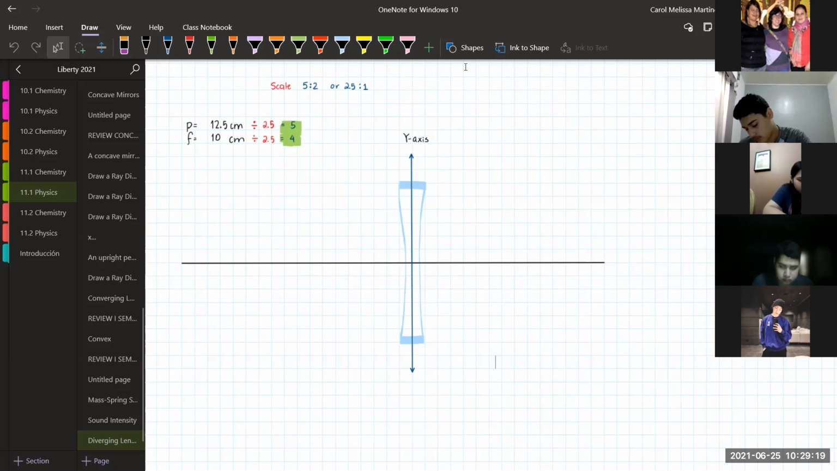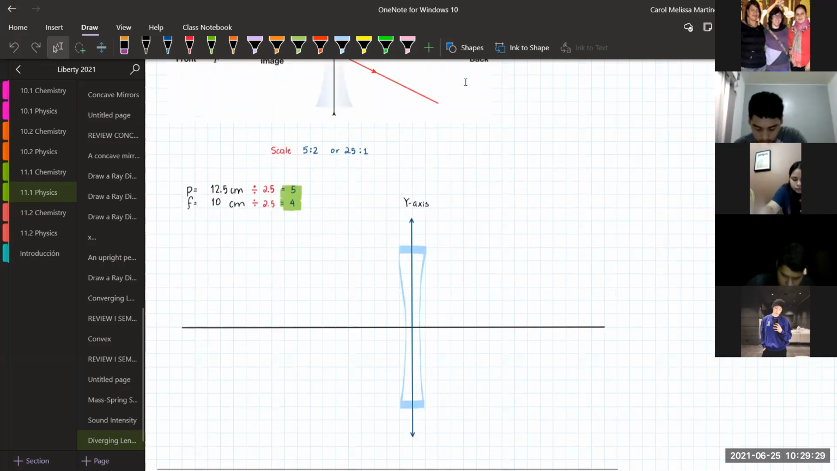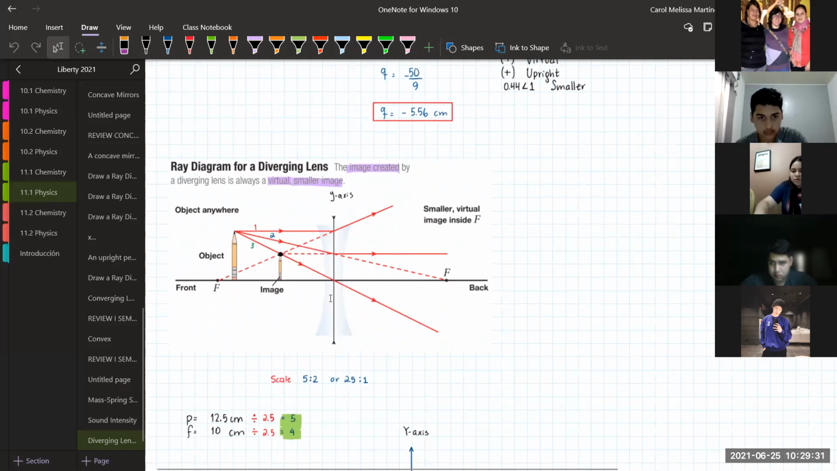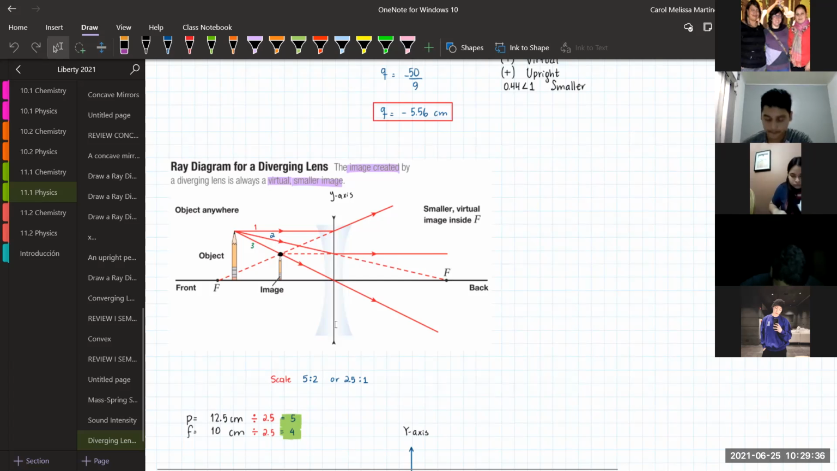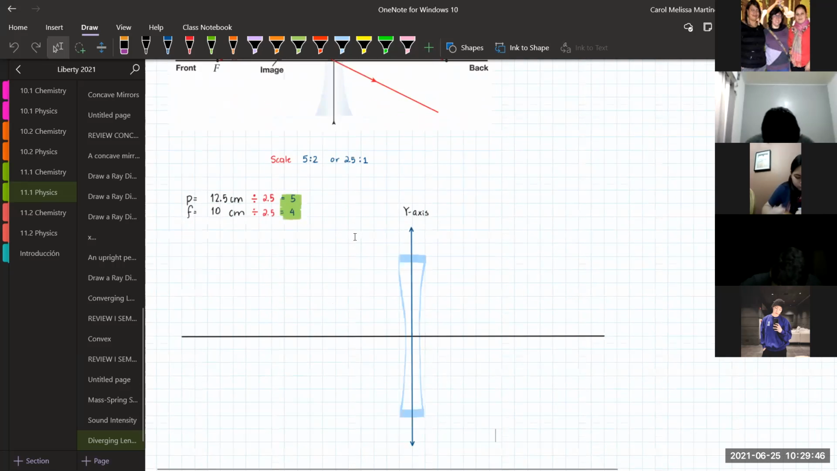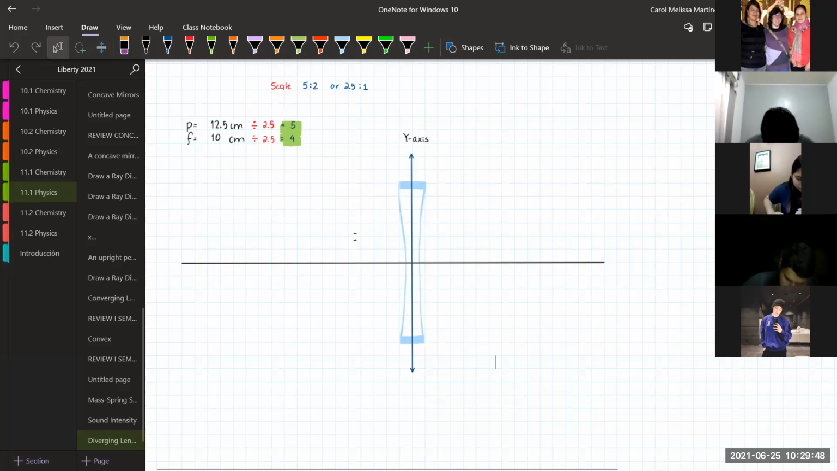Okay. As I told you, I'm not going to be using the scale. Hey, yes? Does the curvature have to touch the y-axis? Not necessarily. Take a look here. But the rays go straight to the y-axis. That's why we do the y-axis. The rays go up to the y-axis.